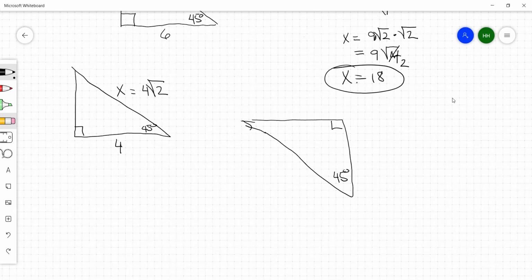If we get a leg that's equal to 7 times the square root of 2. Oh my goodness, this cursor's killing me. And we got to find the hypotenuse. Y'all go ahead and finish that one.